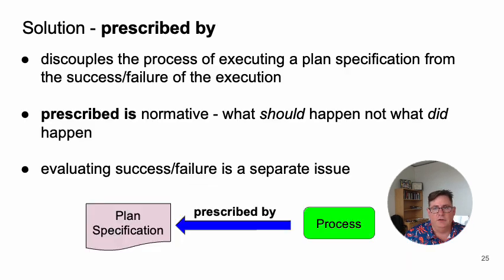The advantage of using prescribed by is that it separates the normative aspect of a plan specification from the performance of the plan. Plan specifications represent what should happen, not what did happen. In the RC account, the realizable concretization tightly binds the execution of the plan specification to the instructions or information about how to perform the actions.